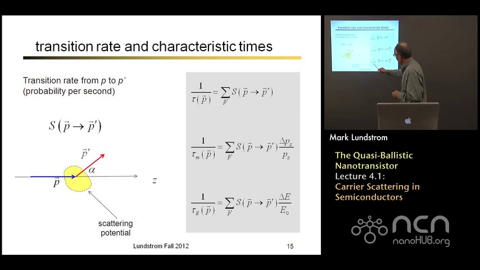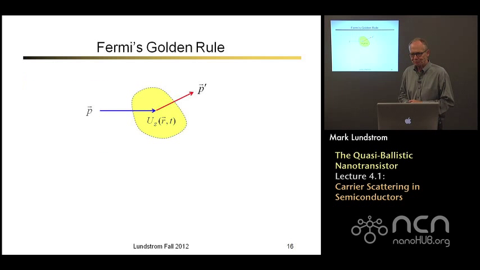Now, if I want the energy relaxation rate, I do the same thing. I take the transition rate from P to P prime, I weight it by the fractional change in energy that occurs during that process, and then I sum over all of the final states that the electron can scatter to. And this gives me the average energy relaxation time, or 1 over that is the energy relaxation rate for this electron that is coming in at some momentum P with some energy E.